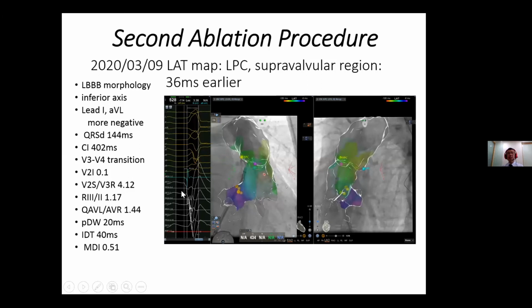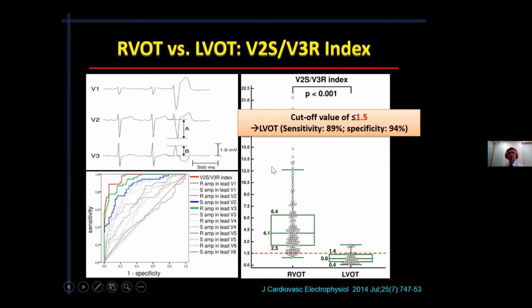So we did the activation map, and you can see that it is 36 milliseconds earlier in the left pulmonary cusp supravalvular region. This slide shows you the V2S/V3R index. If you get a higher index, it means it is coming from the RVOT. If lower, so for our case in the second procedure, it is 4.6. So it is coming from the right side.